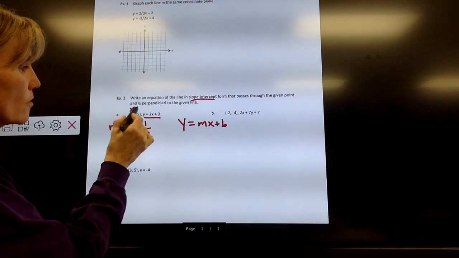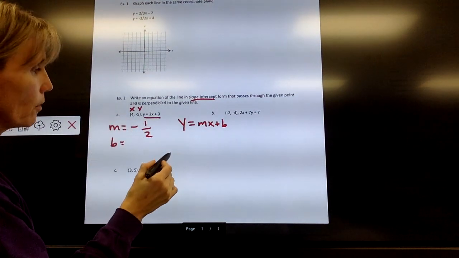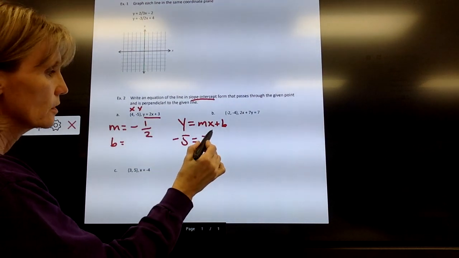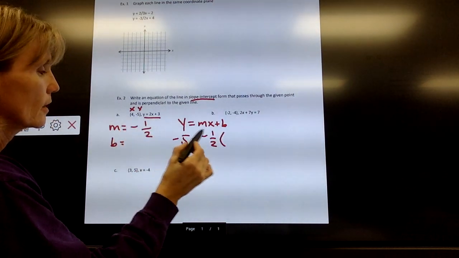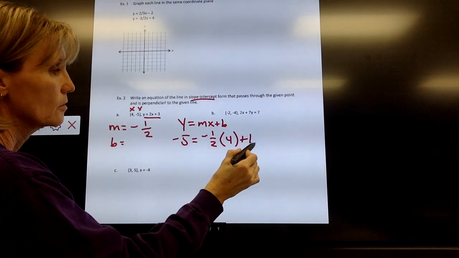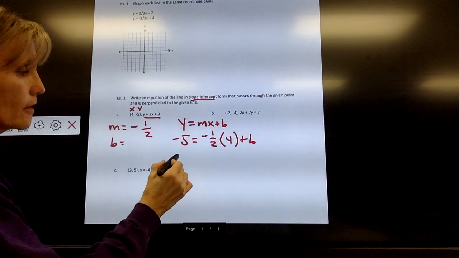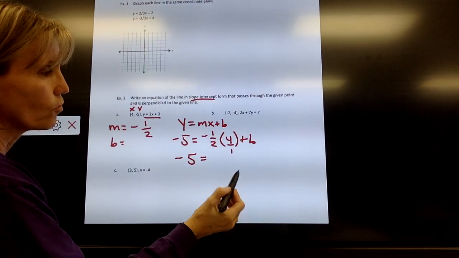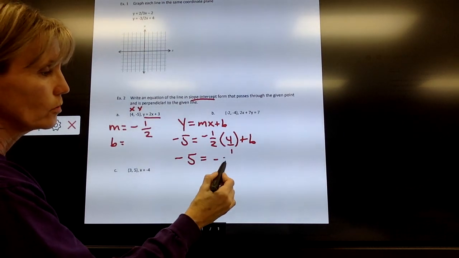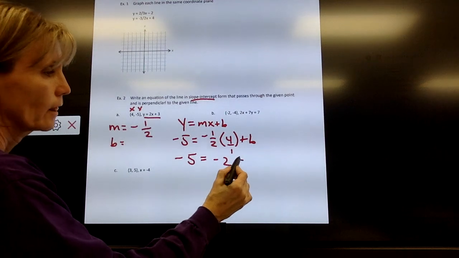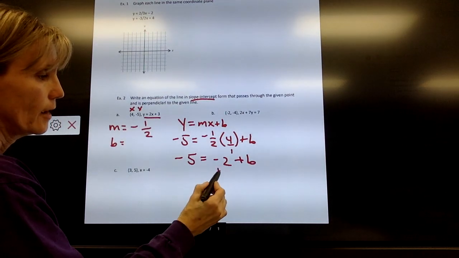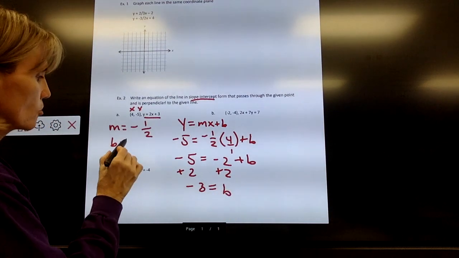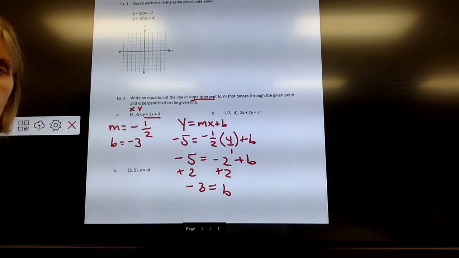This is my x value, this is my y value. I'm going to plug them in, say -5 equals, my slope is -1/2, and my x value is 4, plus b. Then I'm going to calculate that. So I get -5 equals -1/2 times 4/1. That'd be -4/2, which is -2, plus b. So I'm going to add 2 to both sides and get -3 equals b. So my b value is -3.